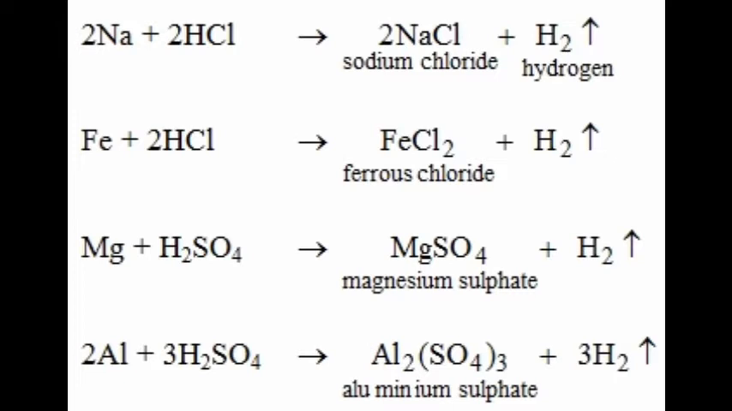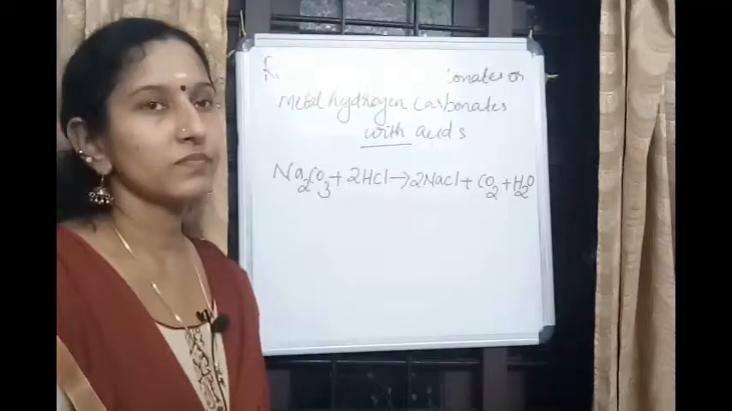Let us discuss some more examples. When a metal reacts with an acid, it forms metal salt plus hydrogen gas. Sodium plus hydrochloric acid gives sodium chloride plus H2. Iron plus hydrochloric acid gives ferrous chloride plus hydrogen. Magnesium plus sulfuric acid gives magnesium sulfate plus hydrogen. Aluminium plus sulfuric acid gives aluminium sulfate plus hydrogen.